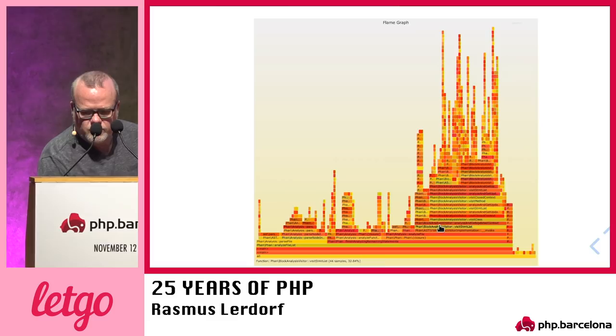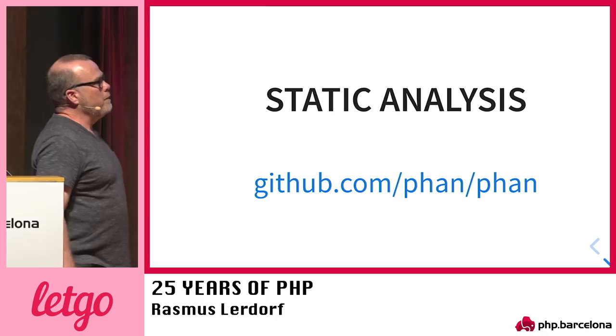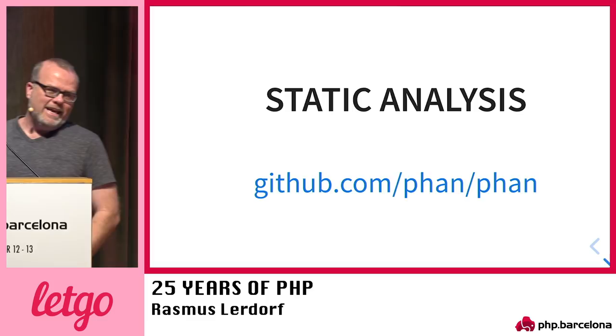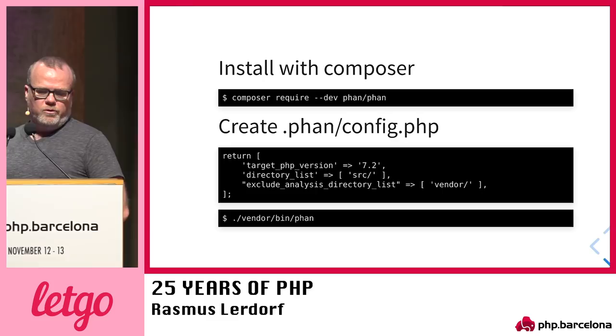Next one. Fan, on GitHub. This was another project I started, and I wrote a really, really terrible implementation of a static analyzer just to prove that it could be done on top of PHP's AST and PHP 7's AST. And then a couple other guys completely rewrote what I did and made it actually work really, really well.